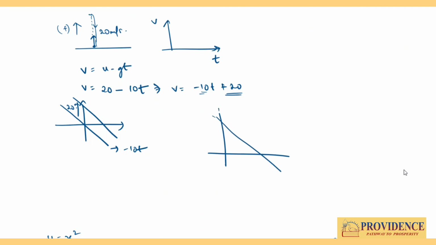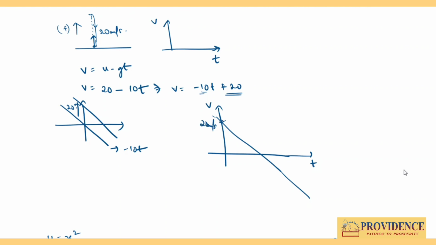So this will be the velocity part, and this will be the time part. Now at t equals 0 seconds, what is the velocity? That means it is the velocity with which it is being thrown upwards. So this will be 20 meter per second.